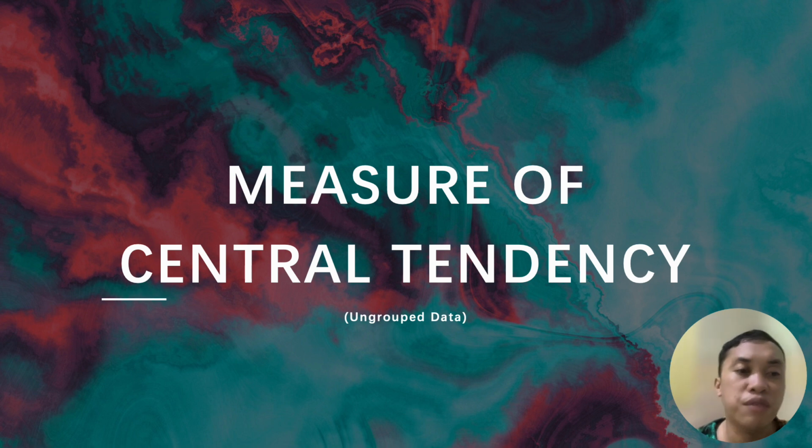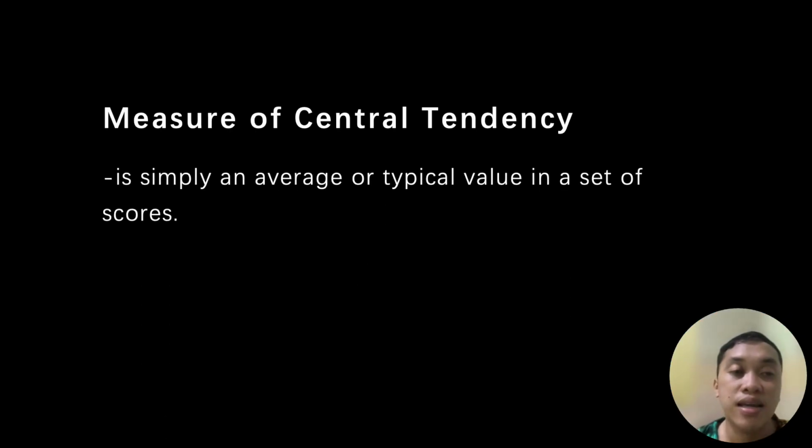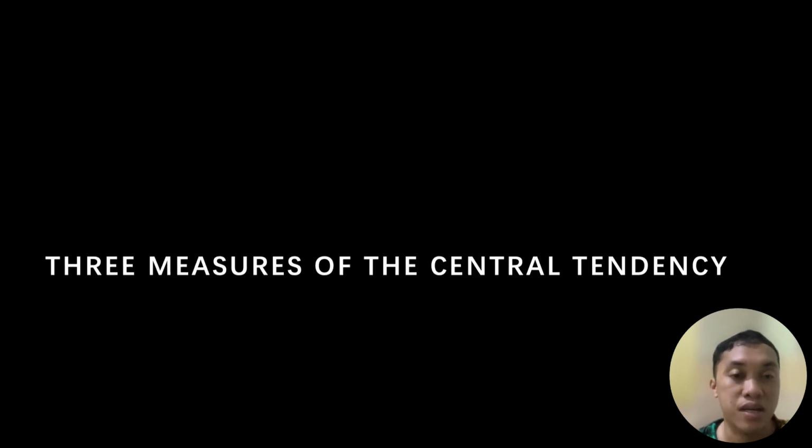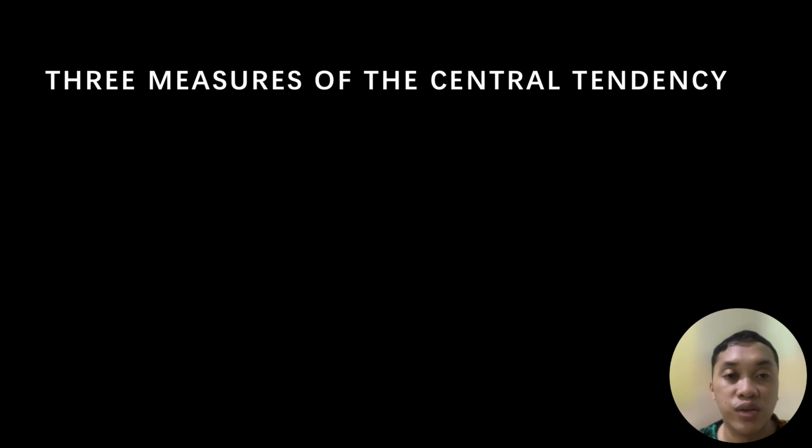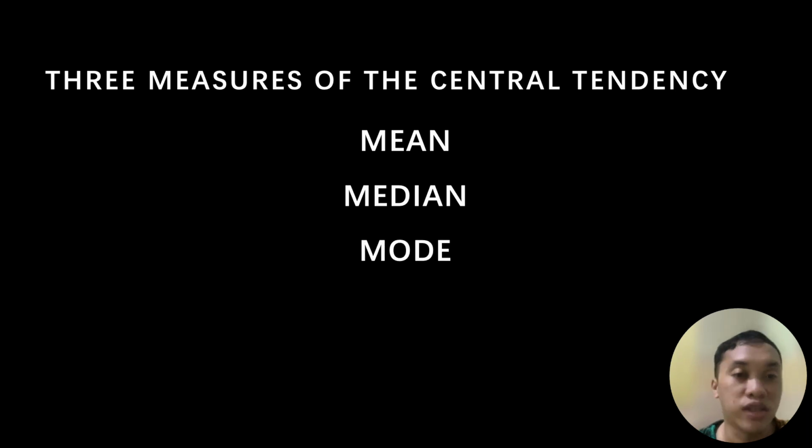Before we proceed, we will define first what is the measure of central tendency. As you can see, it is simply an average or typical value in a set of scores. And central tendency can be of three types. So we have three measures for central tendency. The first one is mean. Second one is median. The third one is mode.